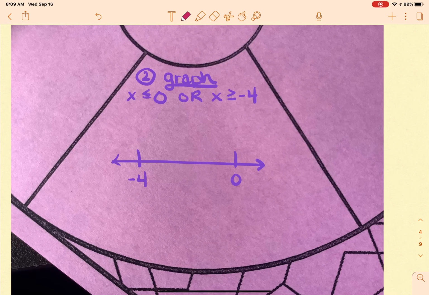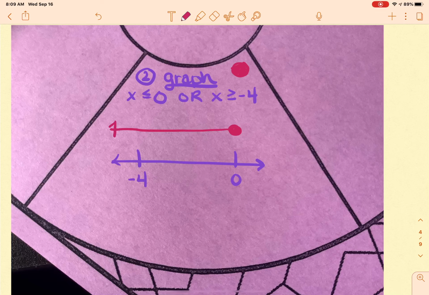Now, on this one, because they have an equal to with both of them, that circle that you're going to take is going to be a filled in or a solid circle. So we're going to start with this first one. So I know it's going to be a filled in circle at 0. And they want to know where everything is less than or equal to. So it's got to go this way.